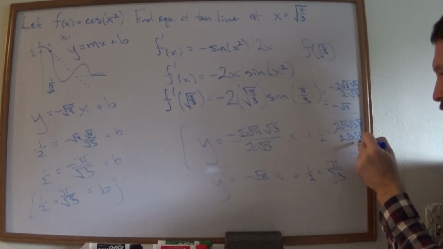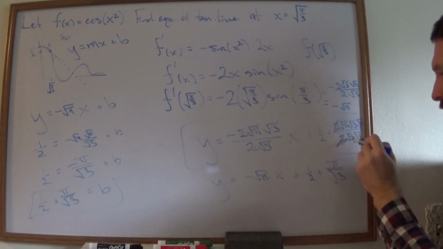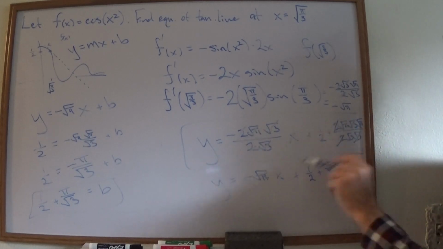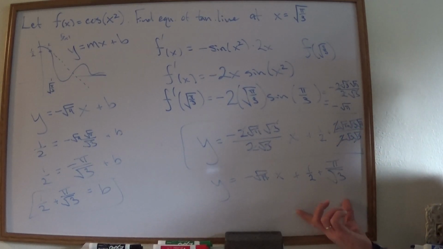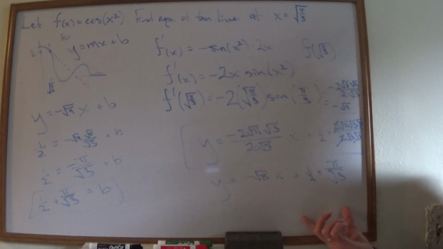There's a root 3, there's a root 3, there's a 2, there's a 2. 1 pi over root 3, that's all the same. You could double check that. That's the exact same thing as this. But that's the idea, right?